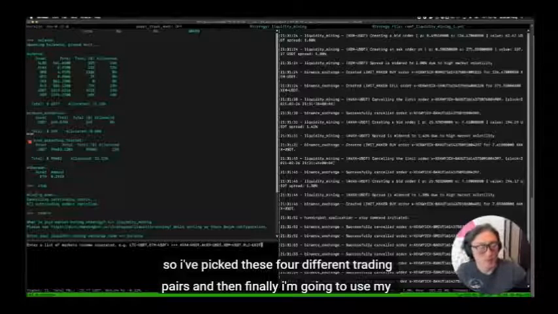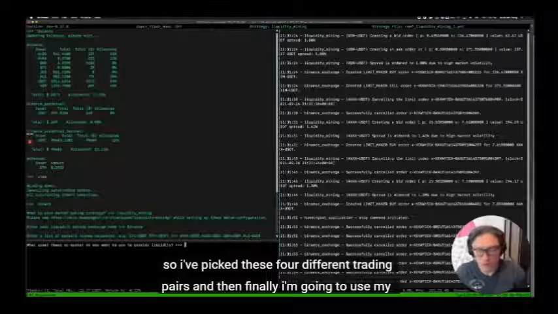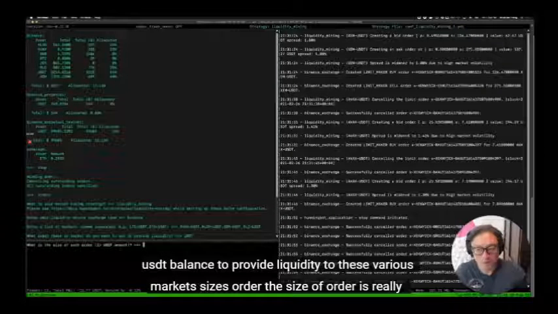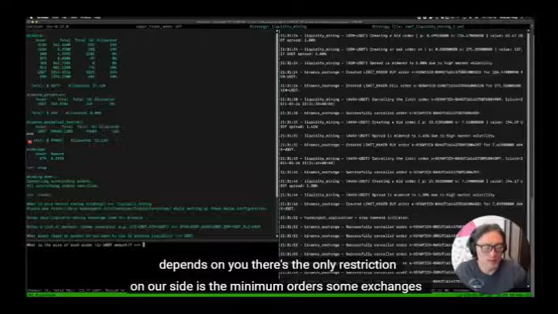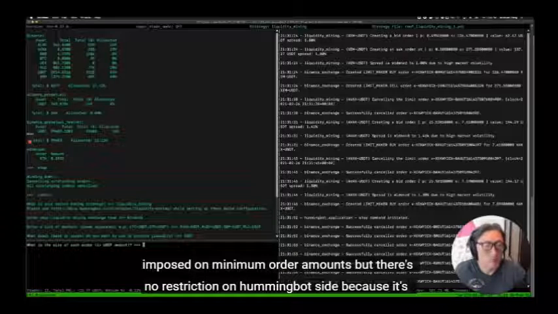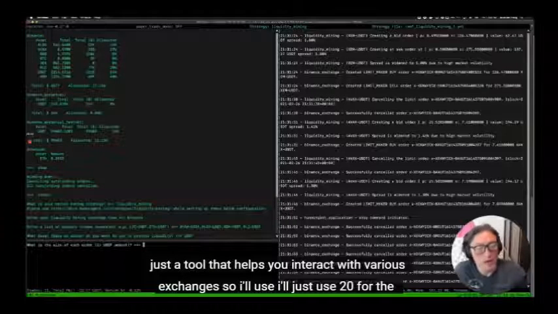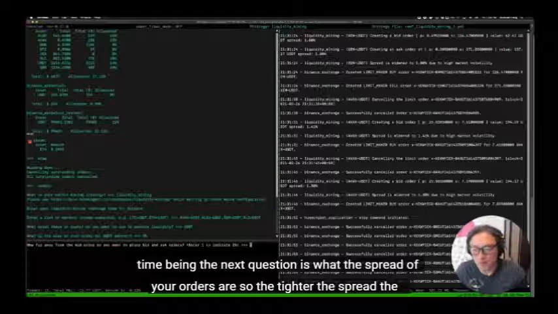So I've picked these 4 different trading pairs, and then finally I'm going to use my USDT balance to provide liquidity to these various markets. Size of order really depends on you. The only restriction on our side is the minimum orders. Some exchanges impose a minimum order amount, but there's no restriction on Hummingbot's side because it's just a tool that helps you interact with various exchanges. So I'll just use $20 for the time being.